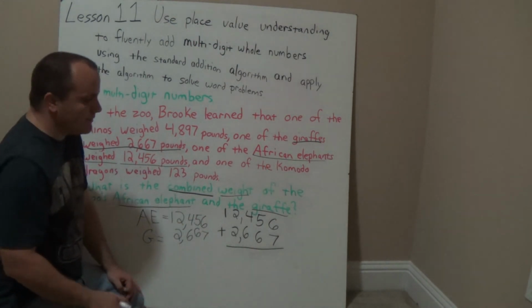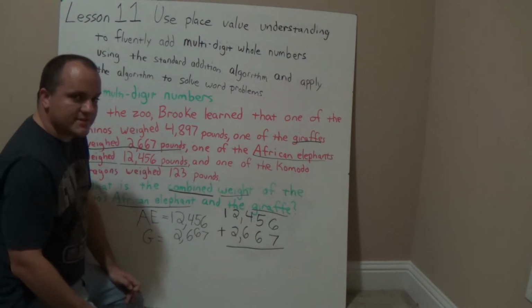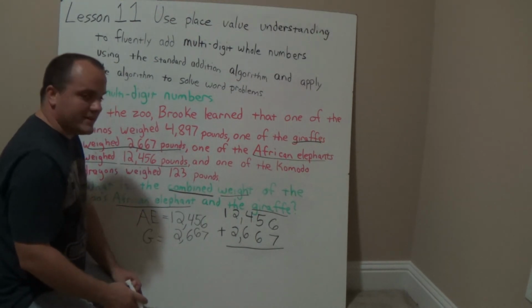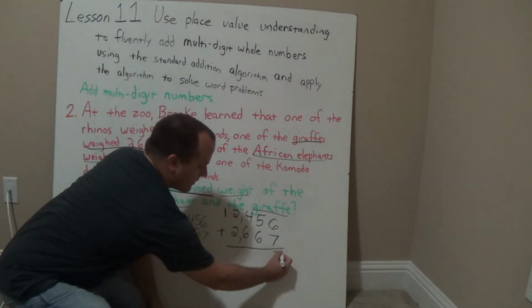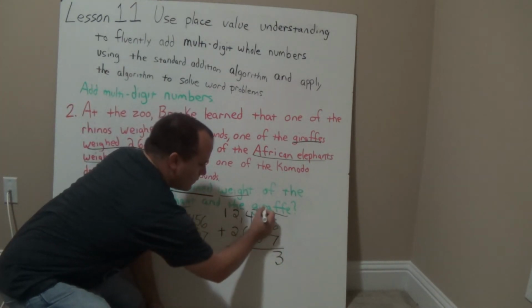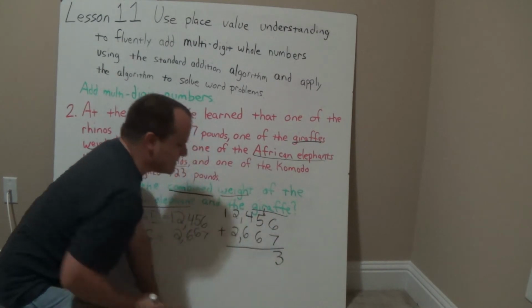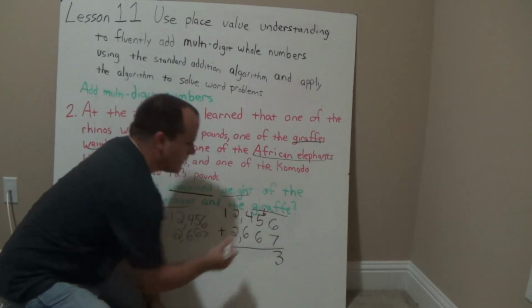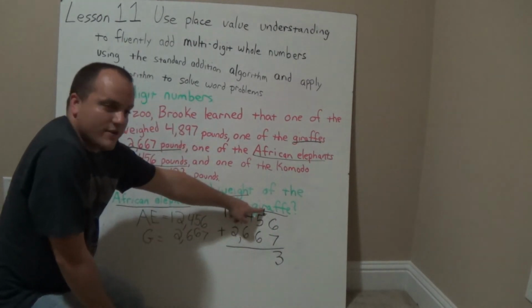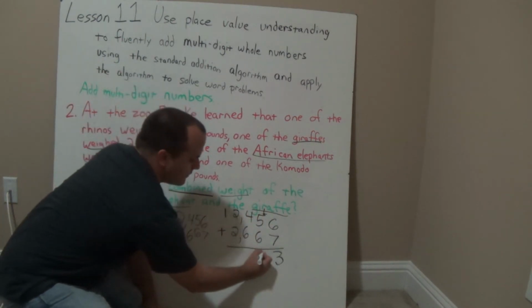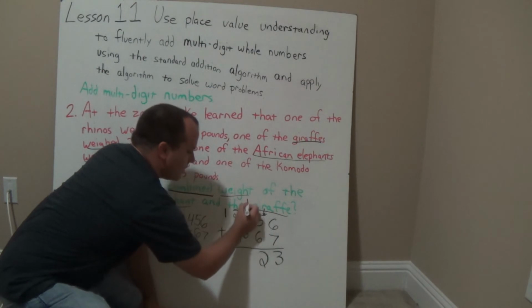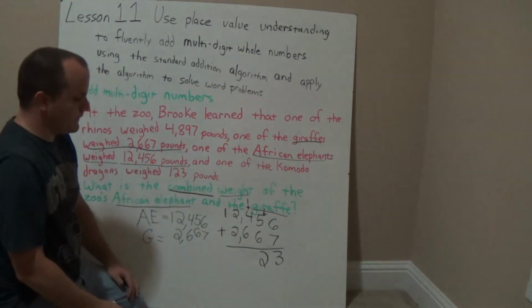Simple addition problems now. 6 plus 7. Well, I know if I'm at 6 and I count up 7 more, or if I'm at 7 and I count up 6 more, I'll eventually get to 13. I put my 3 down below and my 1 up top here, and I like to put my plus sign so I don't forget what I'm doing. I gotta start at the very top. 1 plus 5 is 6, 6 plus 6 is 12. I put my 2 down here, my 1 up top, don't forget my plus sign.